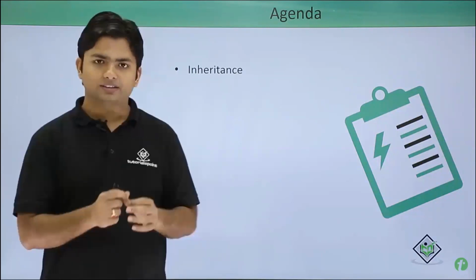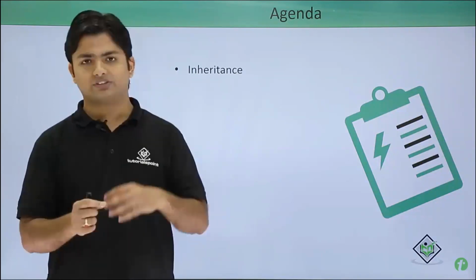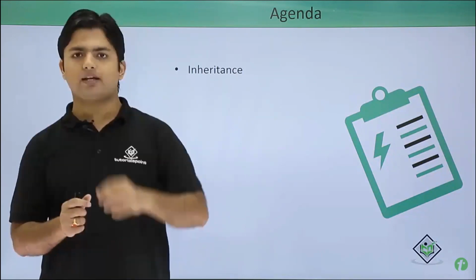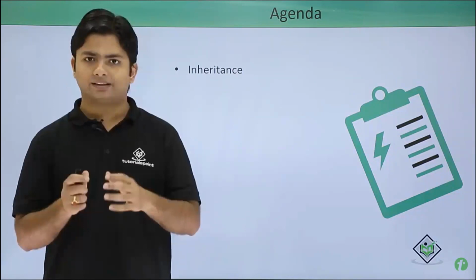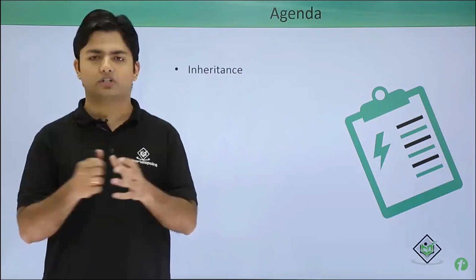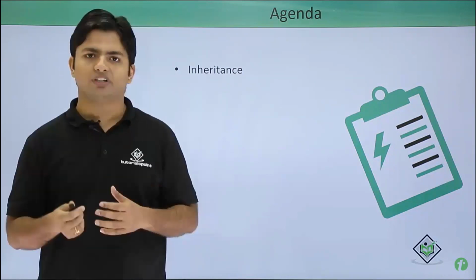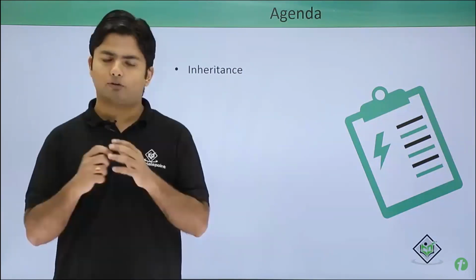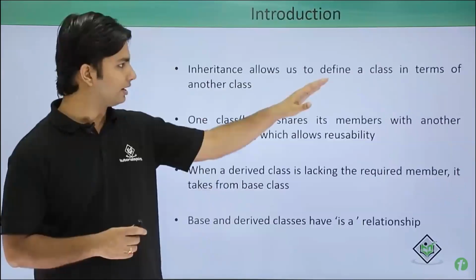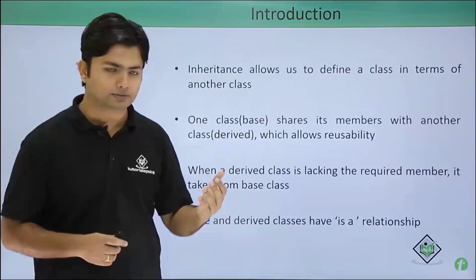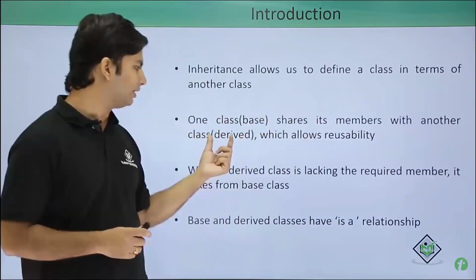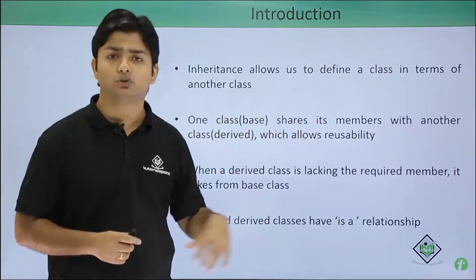So rather than defining those common features again and again in each class, we can define them once in a main class called base class, and then we can inherit that particular class in all the account types. So it will also offer the reusability of code. Now let's see, inheritance allows us to define a class in terms of another class. As I just said, one base class shares its members with another class called derived, which allows reusability.